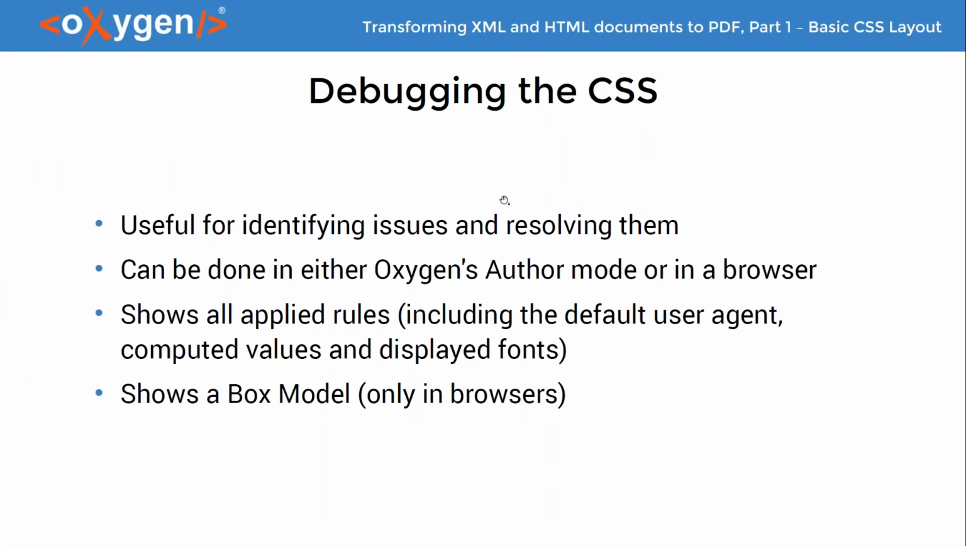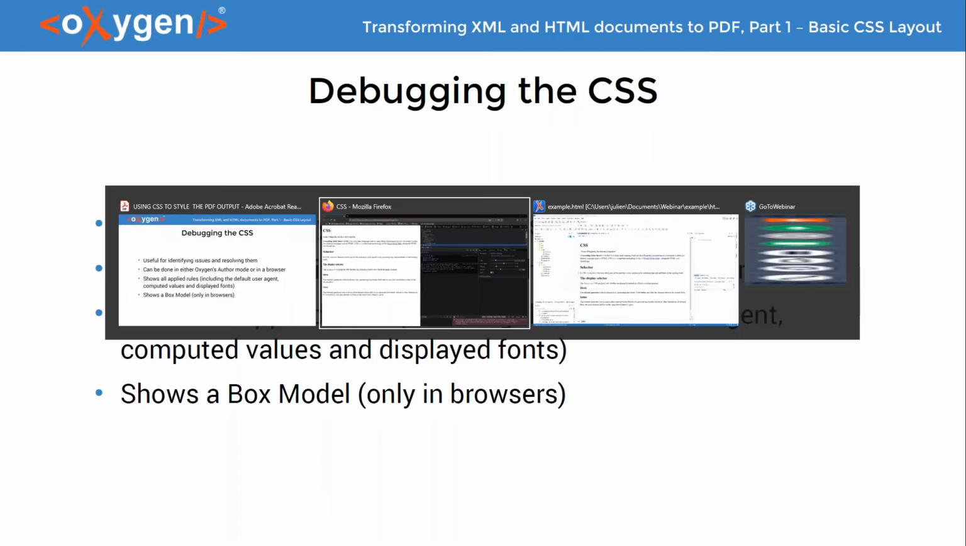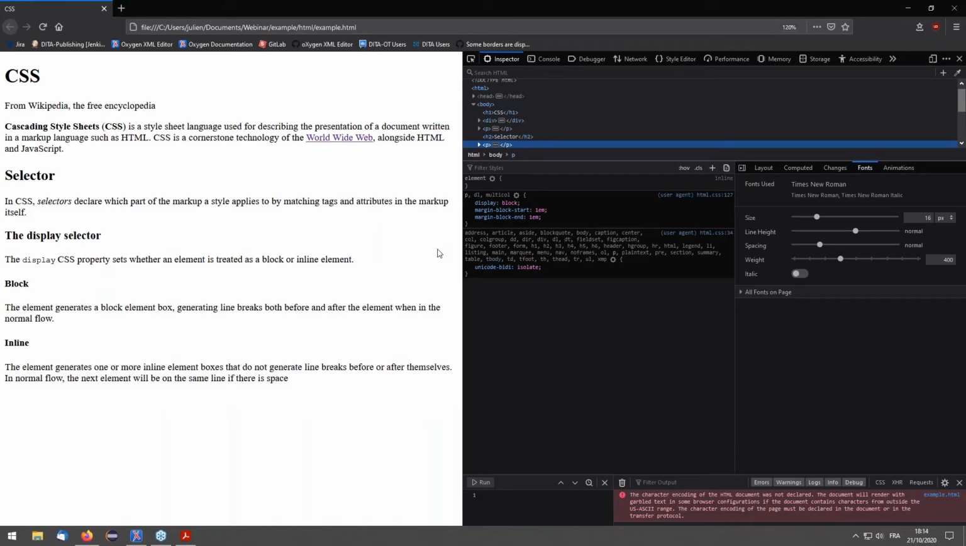So the advantage of this method is I can see which rule is applied on which item, including on most of the cases, the default user agent and the computed values and the fonts for the browsers. So for example, if I get back to my HTML example, here I can see that these rules are defined as user agents. So these, in fact, are the default rules applied by the browser on an HTML document. So you don't need to copy this rule on an HTML document.